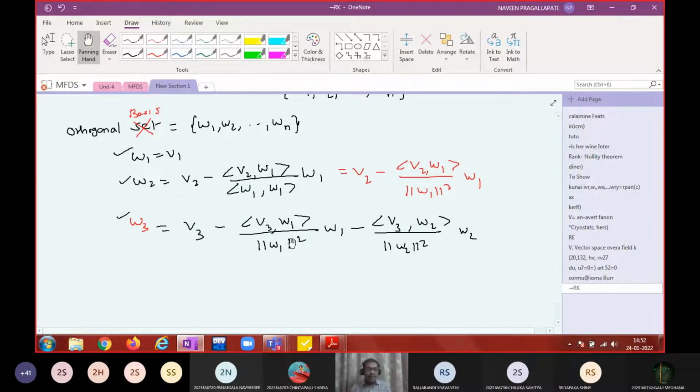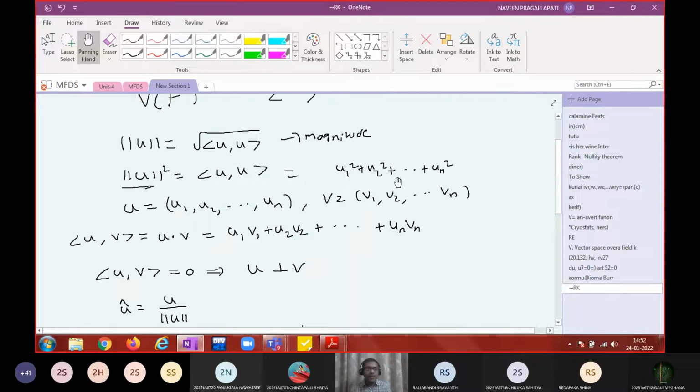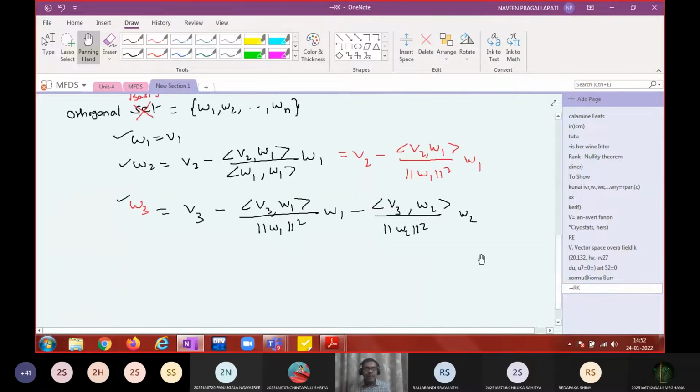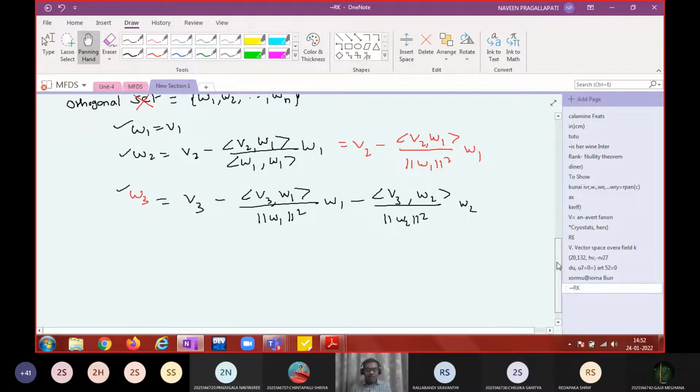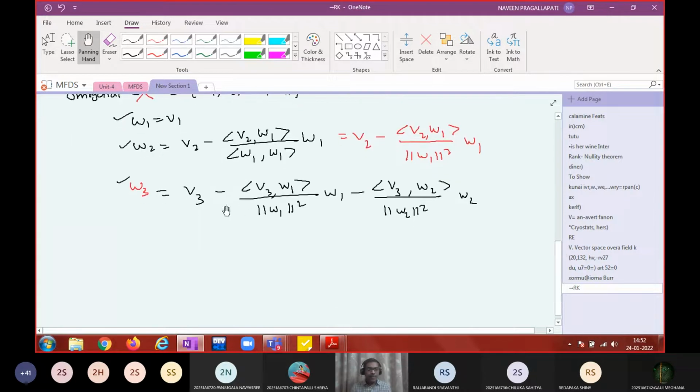So basically, norm w1 whole square is nothing but the square of the magnitude. And this is nothing but dot product. So that can be done very easily by substituting those things in this formula.